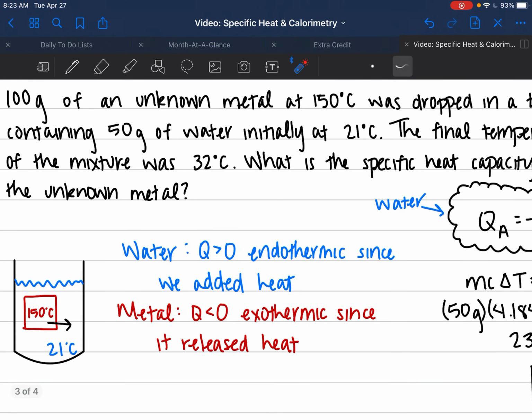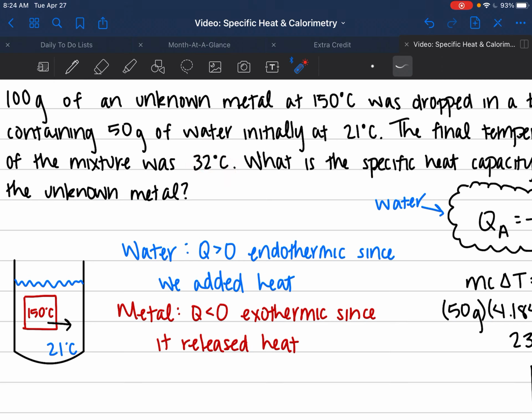So first, I did a little diagram right here on the left of maybe a beaker or a cup. And we have this unknown sample, this metal, which is at 150 degrees Celsius. And it's dropped into the water, which was initially at 21 degrees Celsius. Now we know that heat always moves from higher temperature to lower temperature. So the heat will be going out of that 150 degrees and into that 21 degree water until it equals out and they're both at 32 degrees Celsius for the mixture.